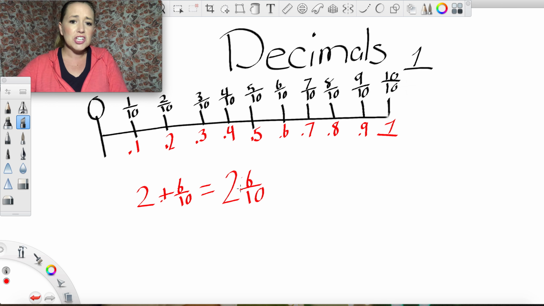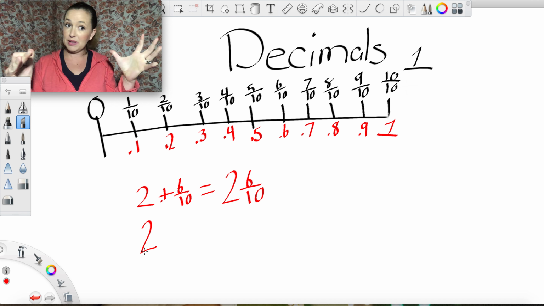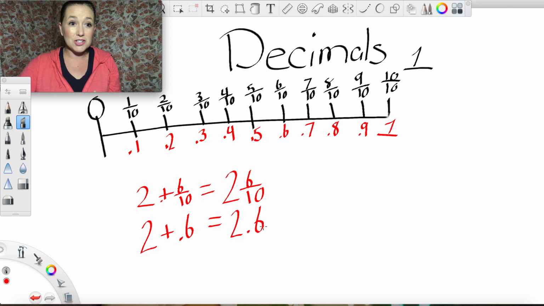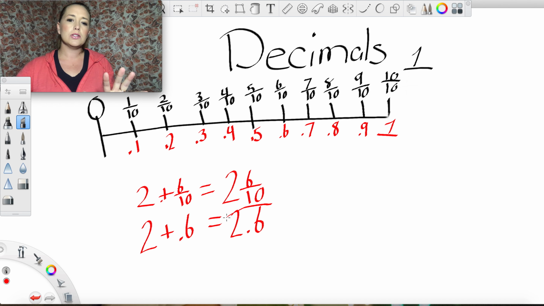Now, let's change this 6/10 into a decimal. Well, I would have 2 wholes. I have all the pieces required for my whole. Plus, now 6/10 is the same thing as 0.6. Okay, so then that means that my whole would be 2.6. Let's draw a picture of that. So pause the video, see if you can draw a picture of what 2.6 would be.